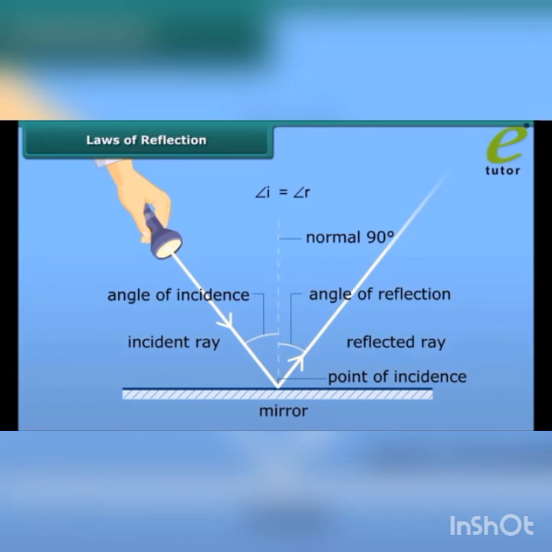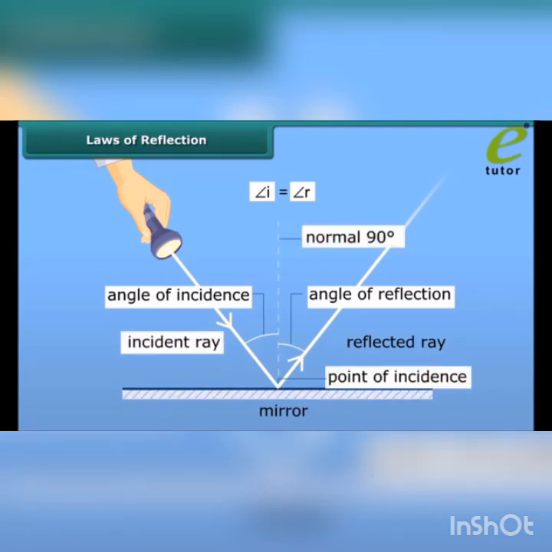The reflection of light at a surface obeys the following 2 laws, which are called the laws of reflection. According to this law, angle of incidence is always equal to the angle of reflection. That is, angle I is equal to angle R. The incident ray, the normal at the point of incidence, and the reflected ray all lie in the same plane.